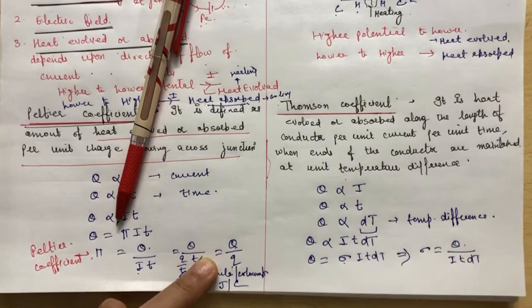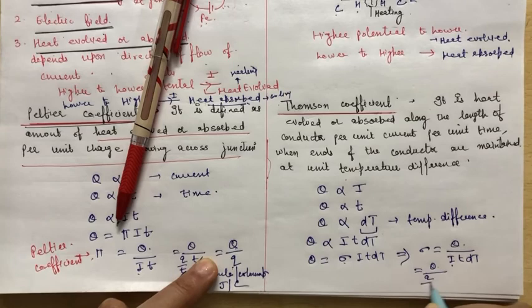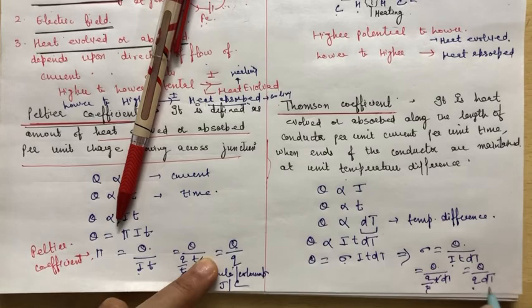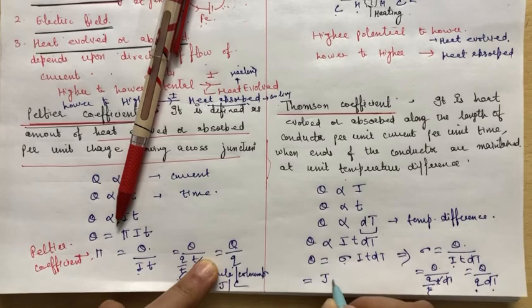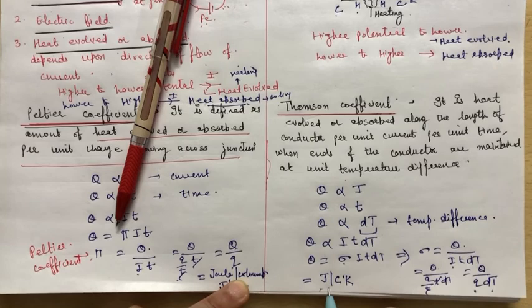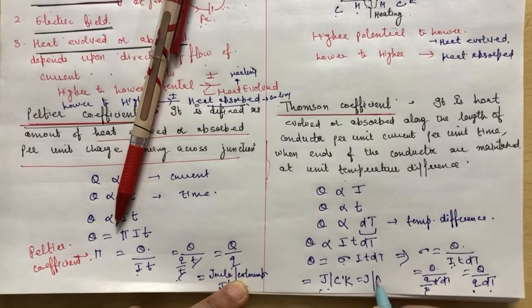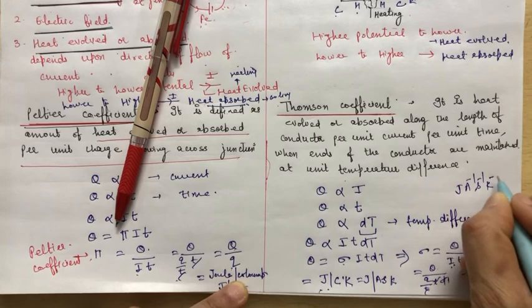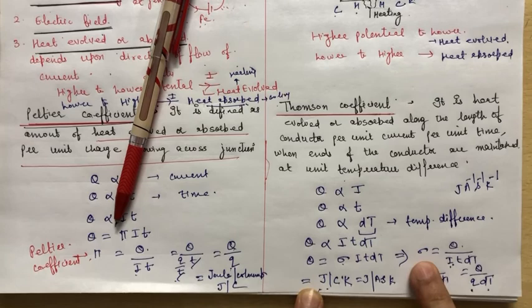Similarly, you can put small q by t for I, and t cancels, so this is also Q by q dT. You can also say it is the amount of heat evolved per unit charge per unit temperature difference. The units are joule per coulomb per kelvin, also joule per ampere per second per kelvin, that is joule ampere^-1 second^-1 kelvin^-1. So these are the units of the Thomson coefficient, that is sigma.